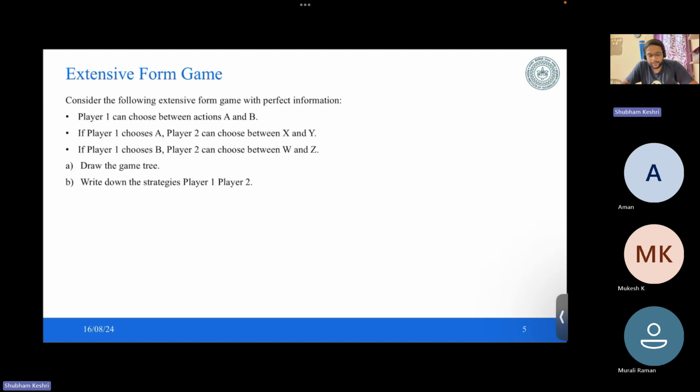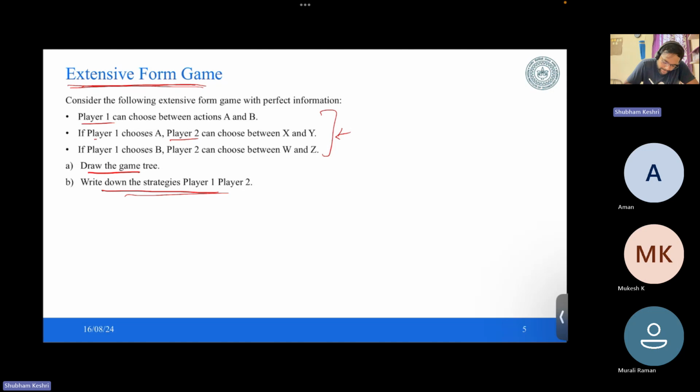Okay, so first what we'll do is, in this week's lecture, we had a discussion on extensive form games. So this discussion hour is designed in such a way that we'll go from the basic ideas of extensive form games and then move on to more involved questions. Right. So the first problem which we have over here is we have two players, player one and player two, and there is some game going on, an extensive form game, a sequential game, and you are asked to draw a game tree and then write down the strategies of the players.